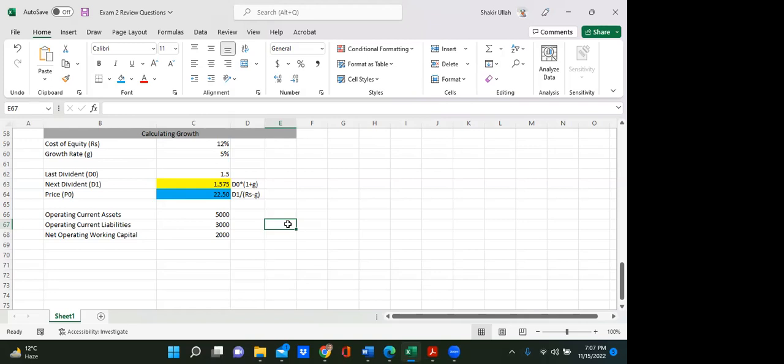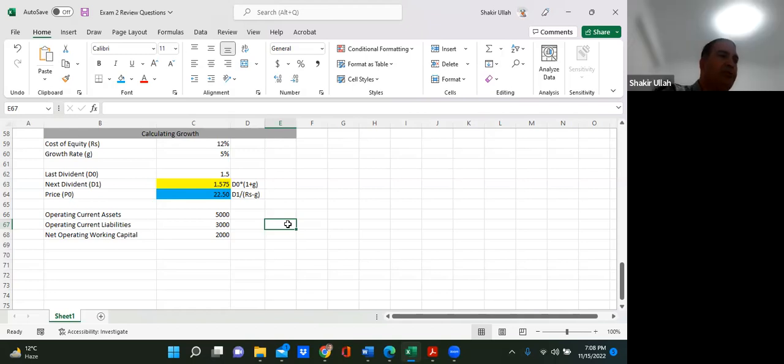Dr. Heather? Shakur, are you going to provide the Excel sheet and we type everything that you've done, or is some of the information going to be already on an Excel sheet that you provide? So I will provide a blank Excel sheet.